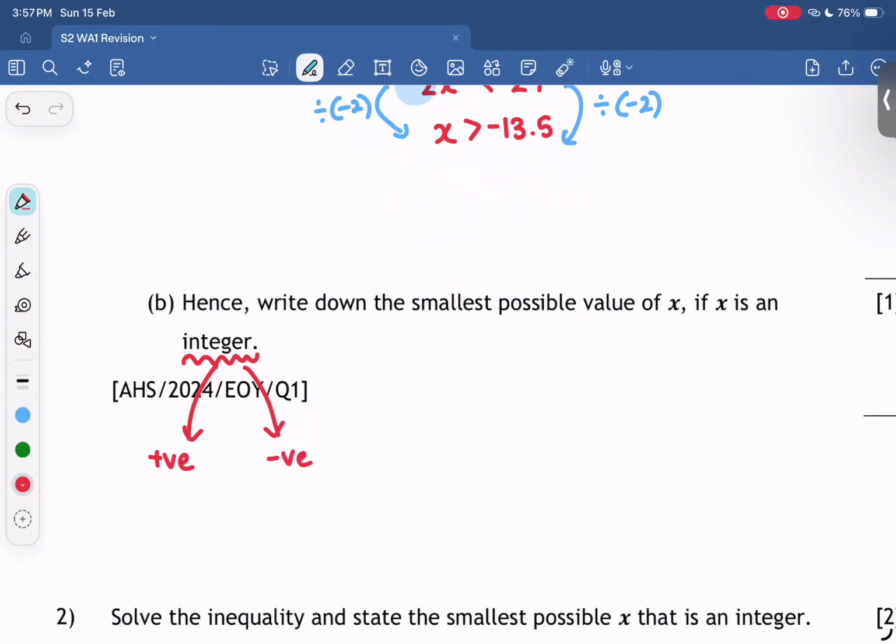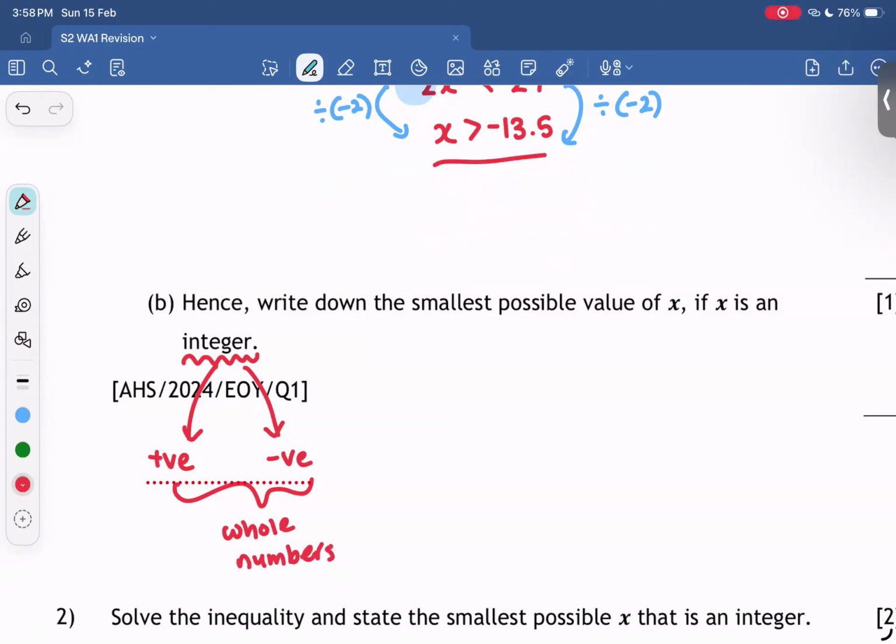That's a short form for positive and negative. I put a plus to show it's positive, and then the dash means negative. So it can be positive or negative, but the numbers must be whole numbers. So these are the integers, they must be whole numbers.